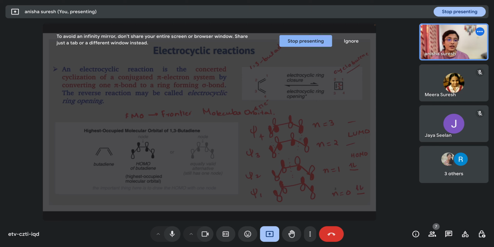So when we consider the thermal electrocyclic ring closure or ring opening in the case of 1,3-butadiene or cyclobutene, we will be considering Psi 2 as the HOMO. So this is the HOMO of butadiene, that is the highest occupied molecular orbital, and it can be drawn in this fashion also. Both are valid.